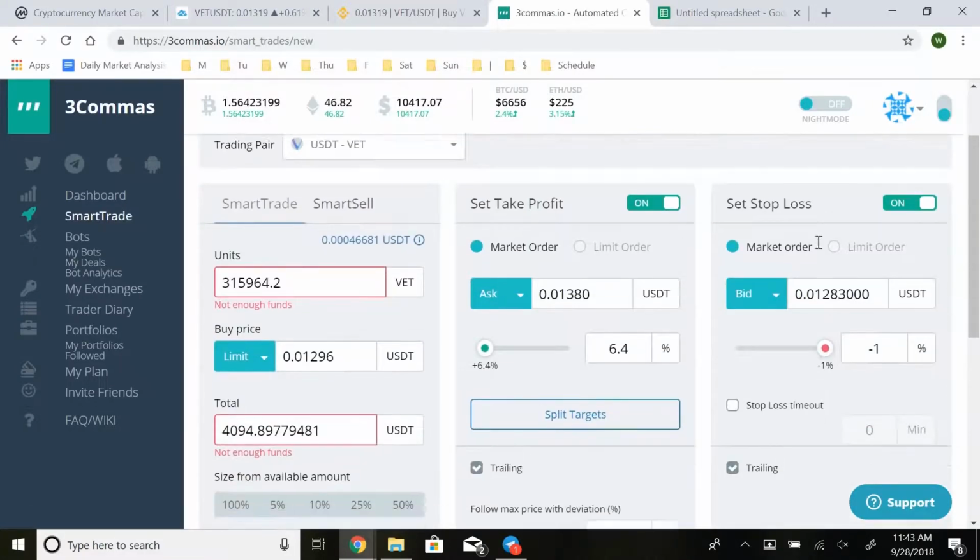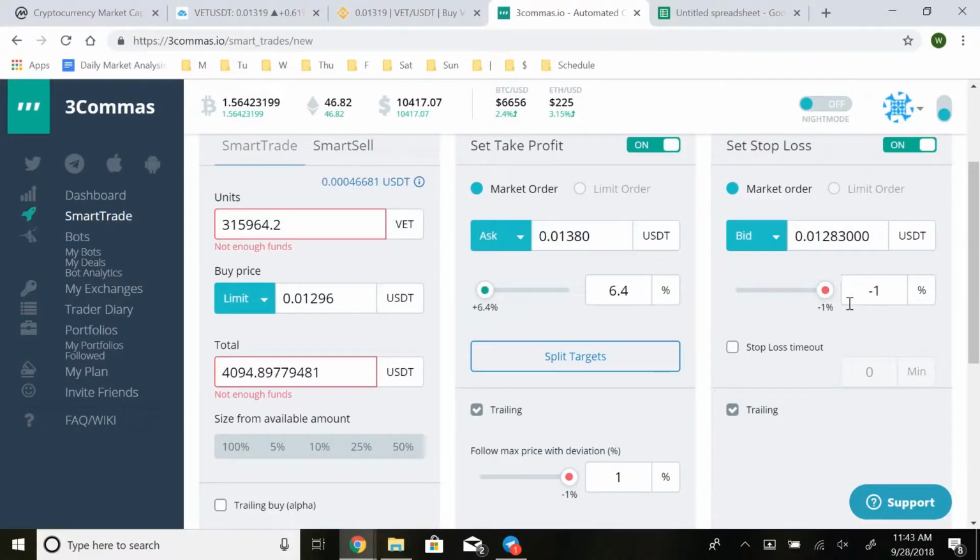And then lastly, we have the set stop loss. So the stop loss, of course, you always want to have stop loss on.